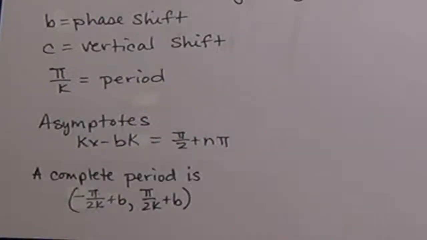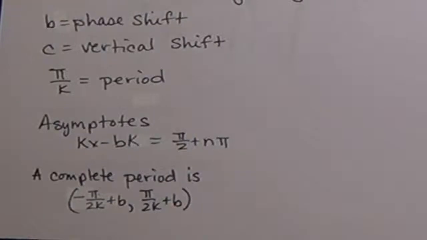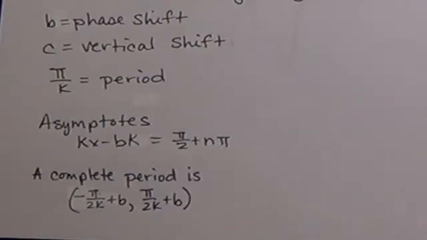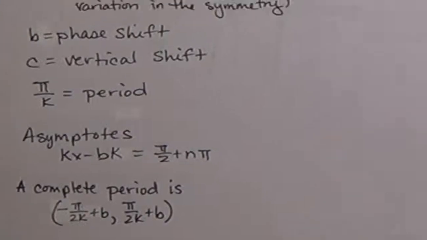Here, because this function has set asymptotes, one complete period is determined by the asymptotes of the graph. In this case, one complete period would be from negative pi over 2k plus b to pi over 2k plus b. And again, depending on how many intervals you want, or if you're given set values, that'll determine what you're going to use to graph.